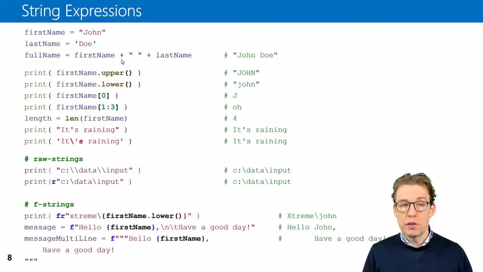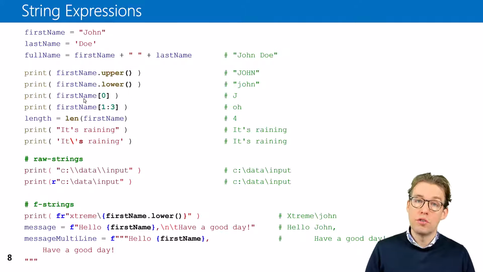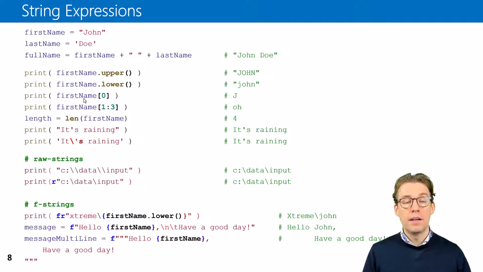All these variables are also objects. So in this case, this is a string object, and it also has methods like .upper, to get the uppercase, and .lower, for lowercase. A string is also like an array, so you can use an index to get a specific character. Like if you want the first character, you use a 0, it's always 0 based.